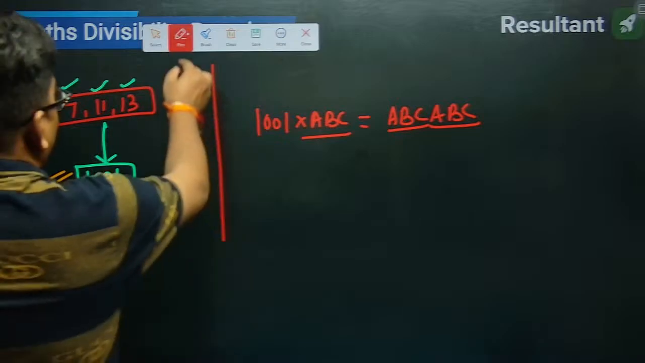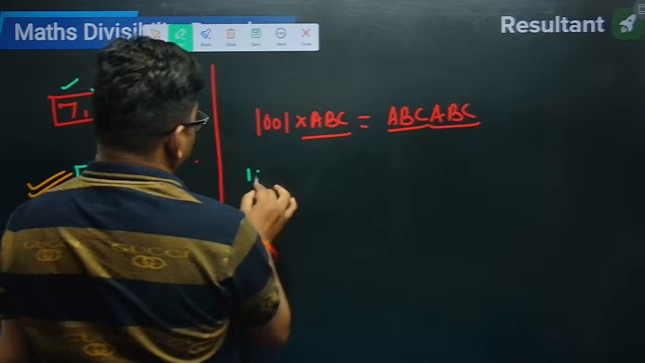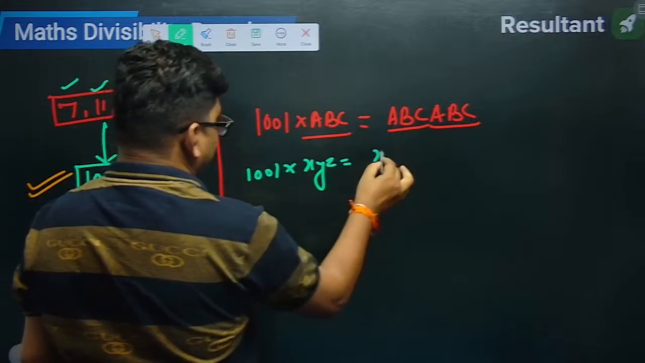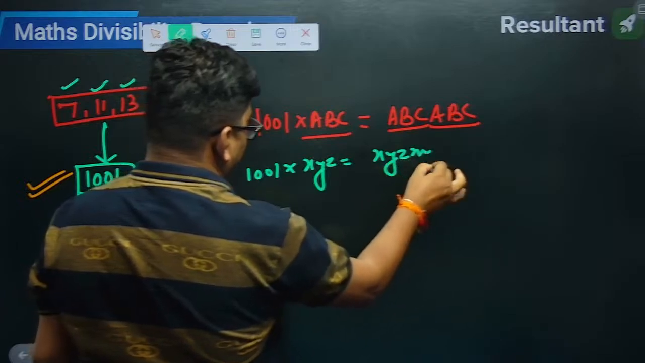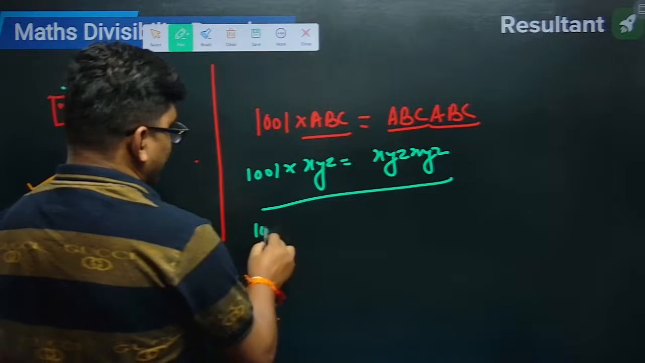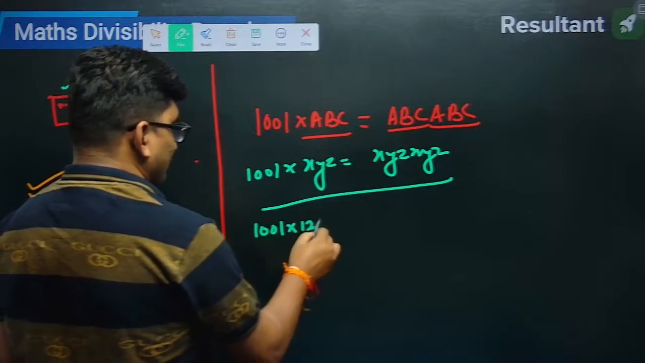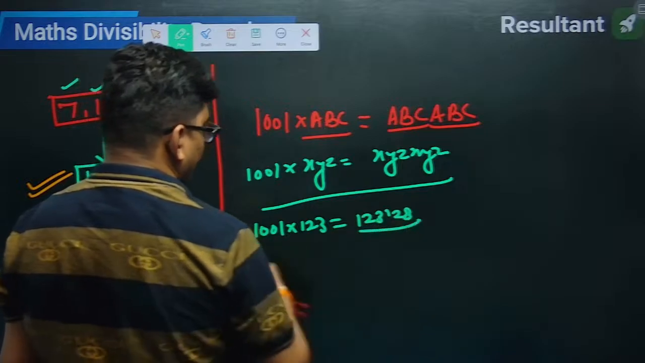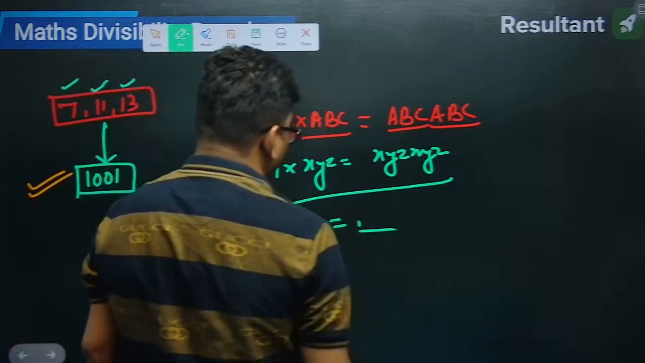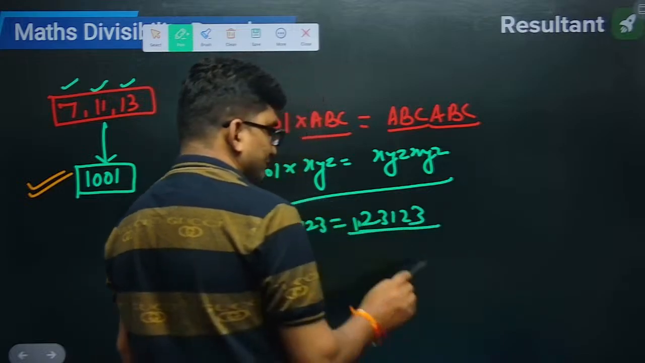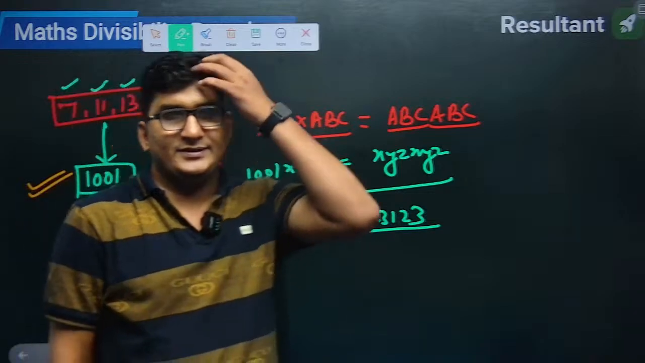So I can again say, if 1001 is multiplied by xyz, it will be written xyz xyz. So I can also take the example 1001 multiplied by 123. It will be written 123 123. Correct? So this is the concept.